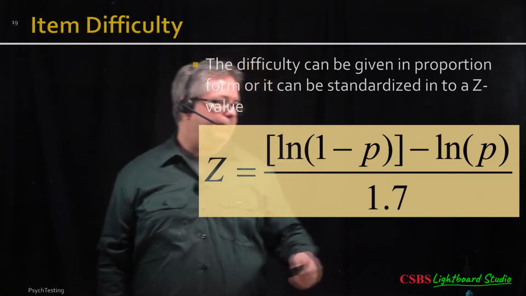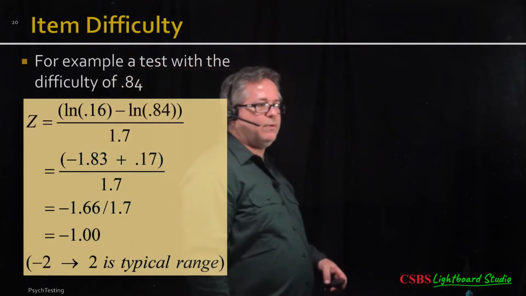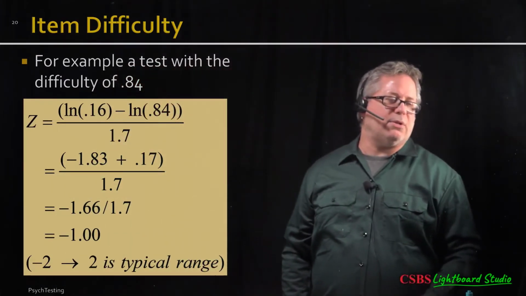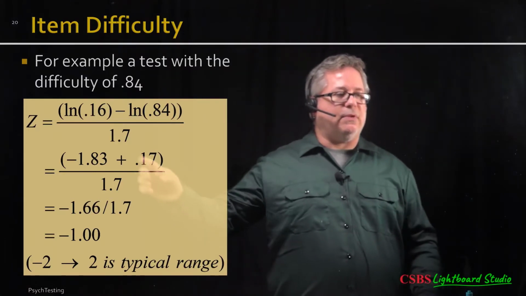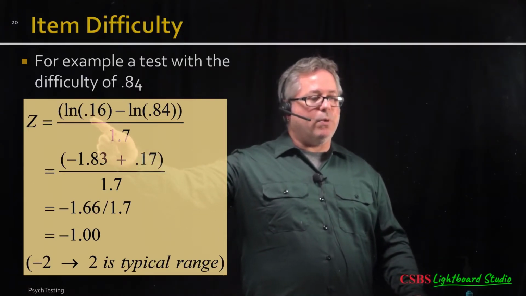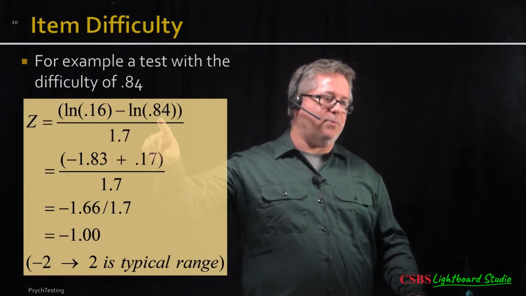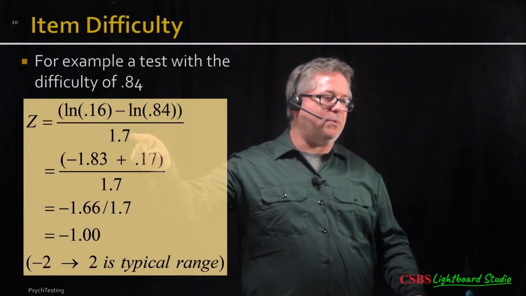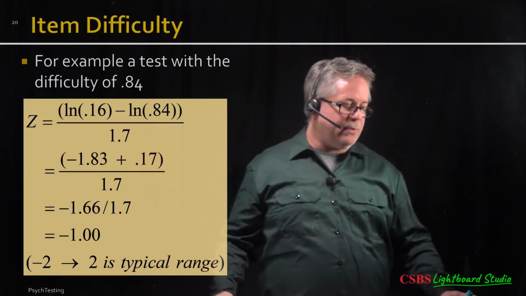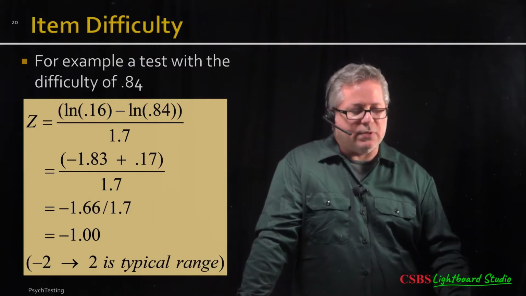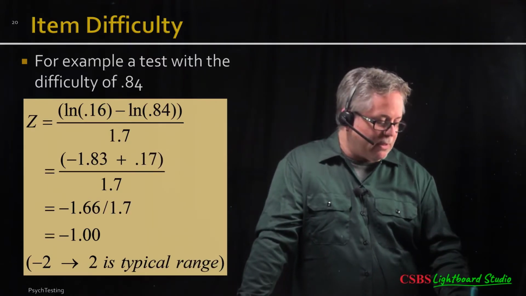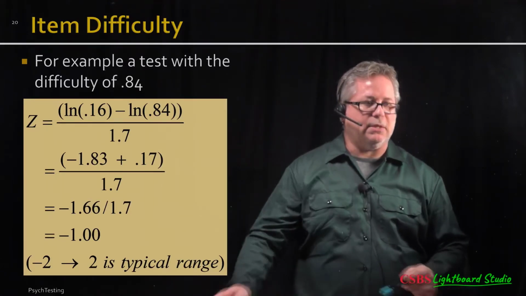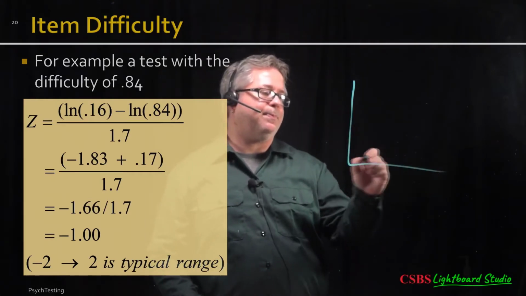So I'll give you an example. For example, a test with a difficulty of 0.84. Actually, it really should be an item, but whatever. You take the log of 1 minus 0.84, minus the log of 0.84, over 1.7. And you're probably asking, why 1.7? It's a scaling factor, and I forget exactly why it's 1.7, but it has to do with the relationship between the curvilinear proportions and the linear ones. 1.7 comes up a lot in IRT as well. It's a scaling factor in IRT, and it has something to do with taking curves. Proportion curves look like this typically.